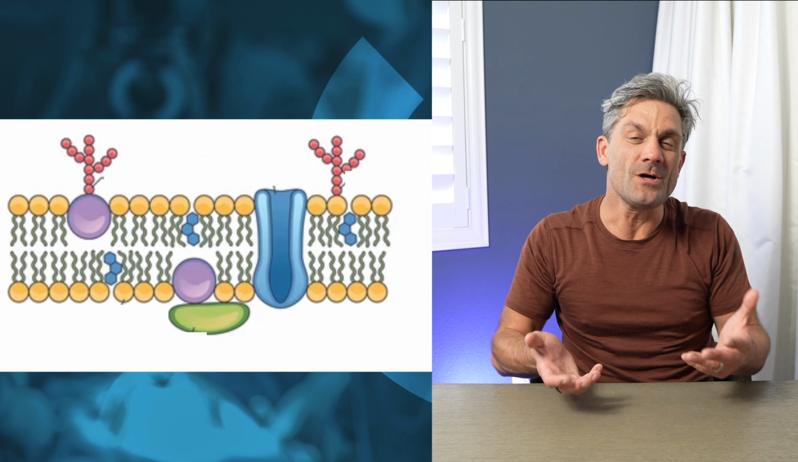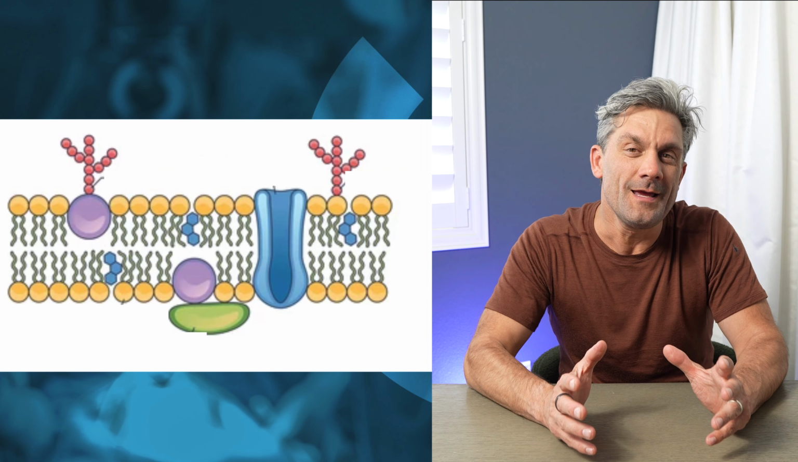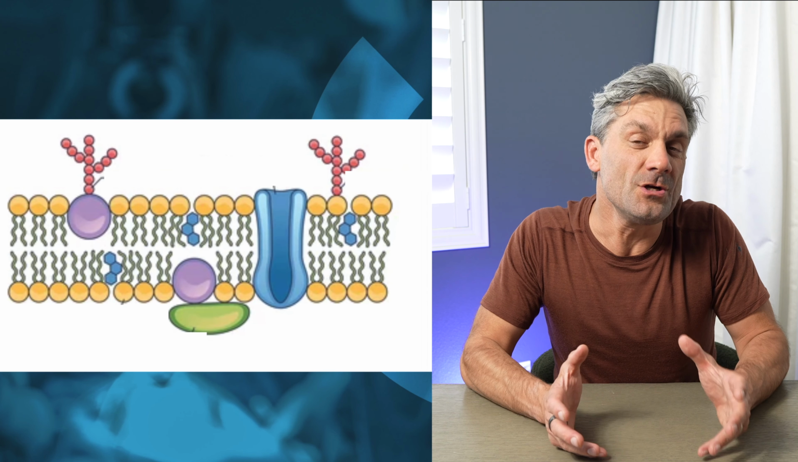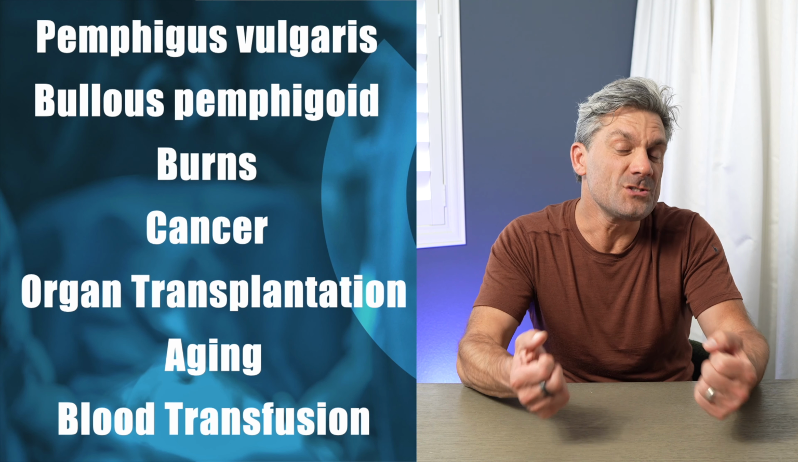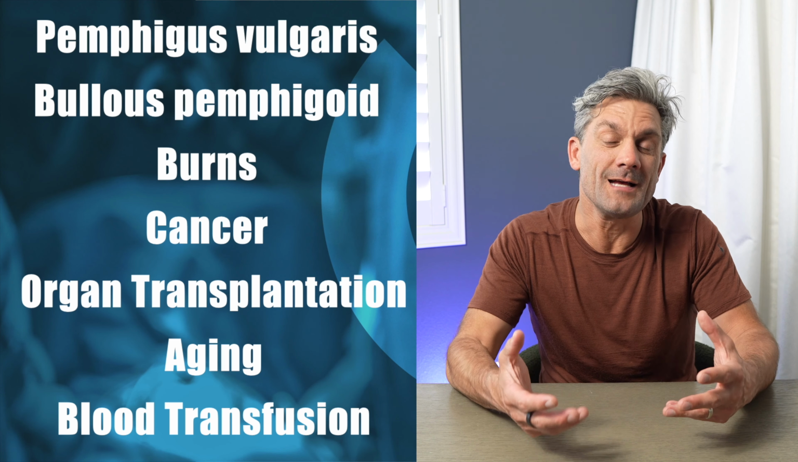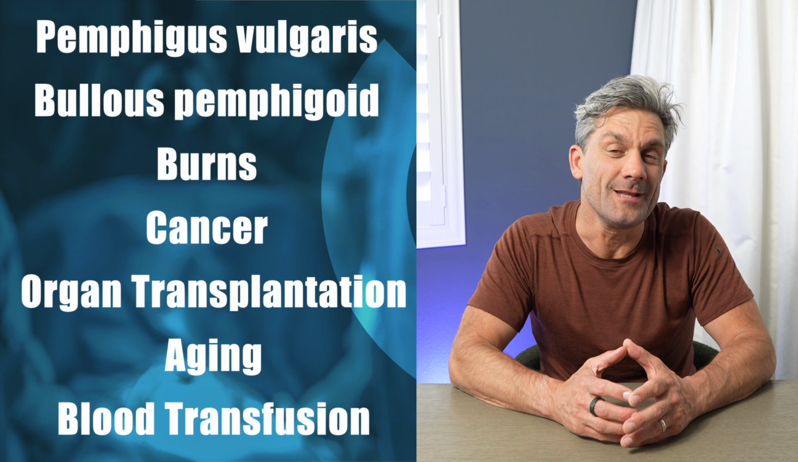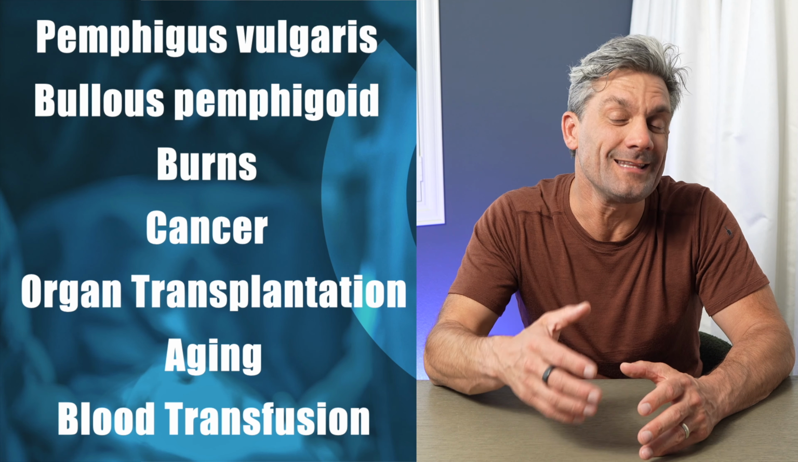So why is all this important? Well, check this out. There are several problems that we see in surgery. For example, pemphigus vulgaris or bullous pemphigoid. I'm going to talk about what each of those are. Think about burns. When we have a severe burn, we're going to have disruption to our cell membrane and we get fluid creep and we get a loss of a significant amount of electrolytes. Cell membranes are important in cancer, and we're going to talk about that a little bit later.